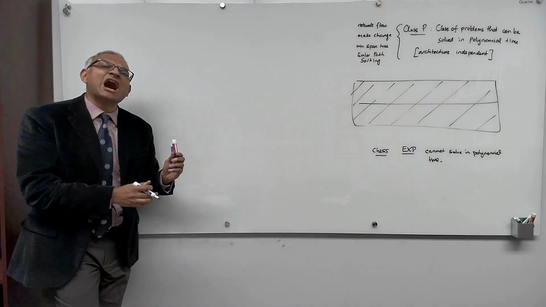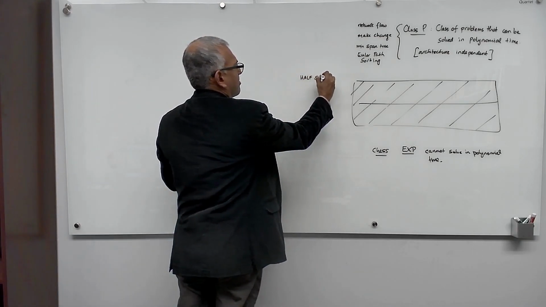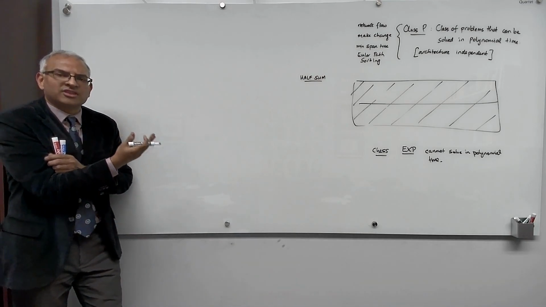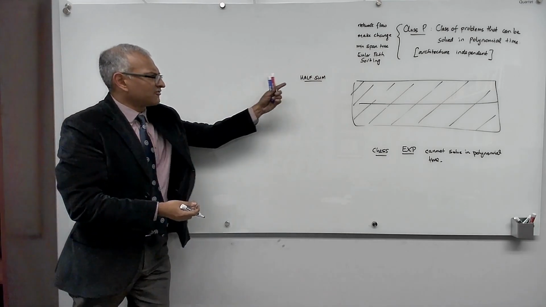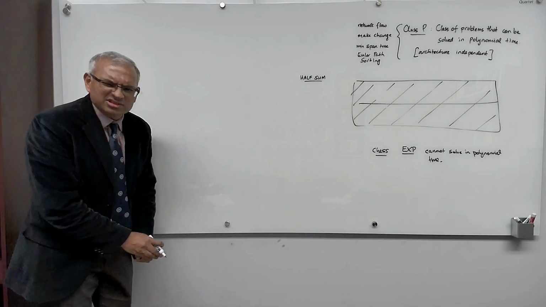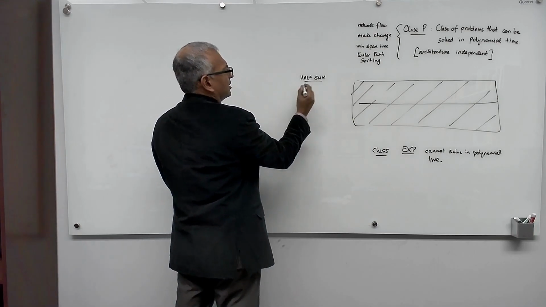So remember that problem half sum. Half sum. I give you a set and I ask you, is there a subset whose sum is a half of the total sum of that set? Half sum is in this set. And many interesting problems are in this set. So let's go through some of those interesting problems.